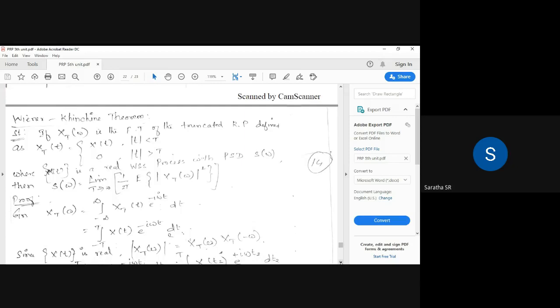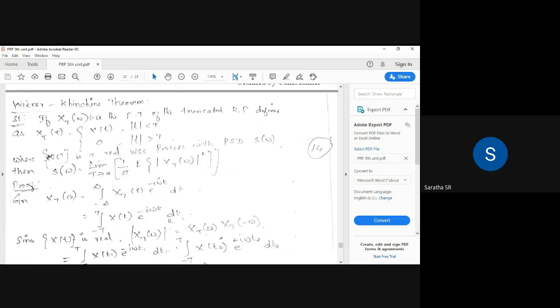Here it is given: if XT of omega is the Fourier transform of the truncated random process defined as XT of t equal to x of t for modulus t less than T, and 0 for modulus t greater than T, where x of t is a real WSS process with power spectral density Sxx of omega, then Sxx of omega can be written as this.